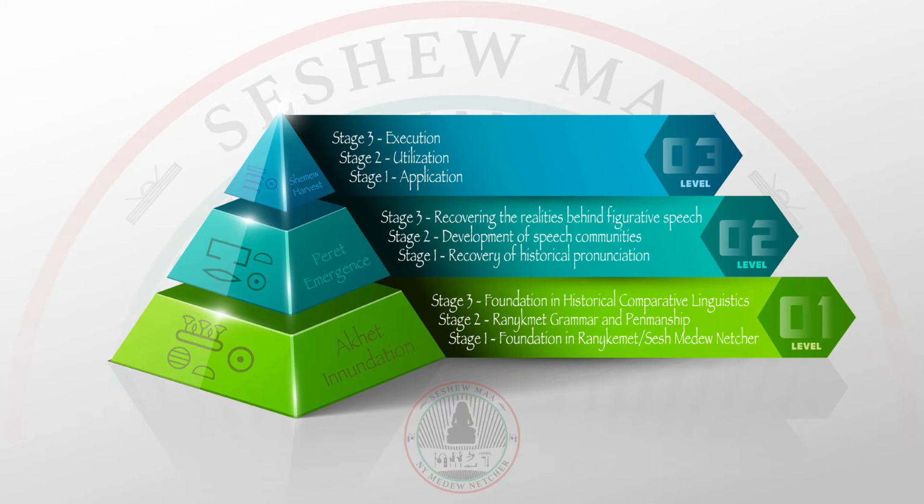Stage 2, which is above stage 1, is Rani Kemet grammar and penmanship. So after you get the beginner's fundamentals under your belt and you wrap your mind around it and you become proficient, then you move to the next stage, which is to learn the grammar of the language. The same way that we learn languages naturally. As a baby, we learn our mother language, our native language, by observation and direct contact with our parents, members of our household, and the community. And so we pick up language that way. That's how we acquire our first language.